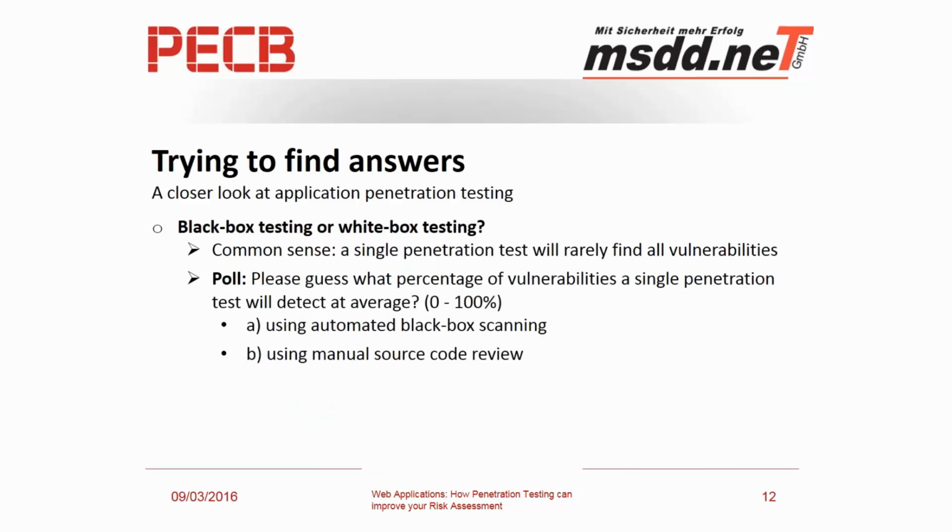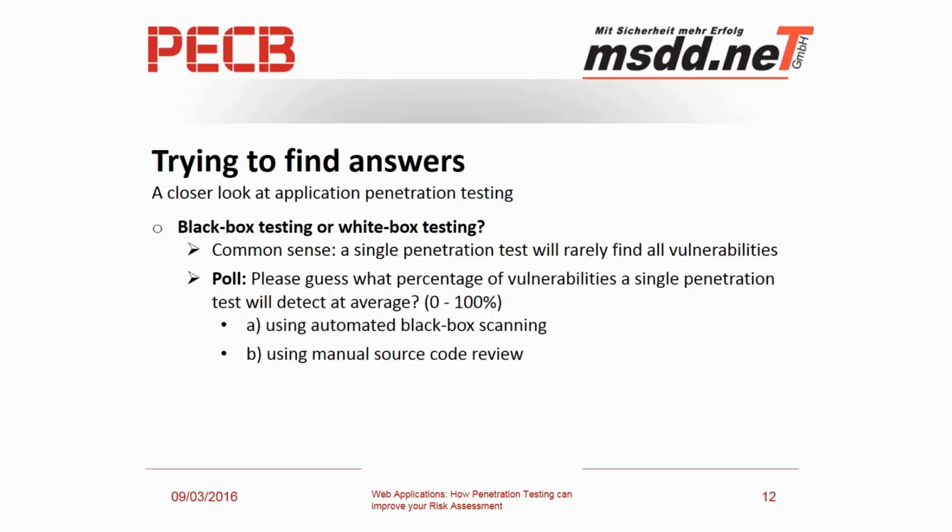So, the next good question in that context would be, what percentage of vulnerabilities could be identified using automated black box scanning or manual source code review on the other hand, both on a scale from 0 to 100%. I think, Gizim, you have prepared that poll. We have it now. Okay.